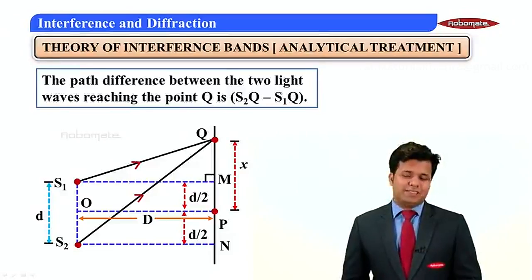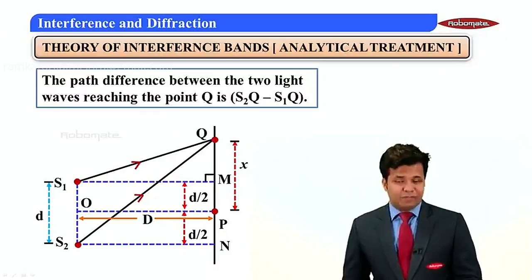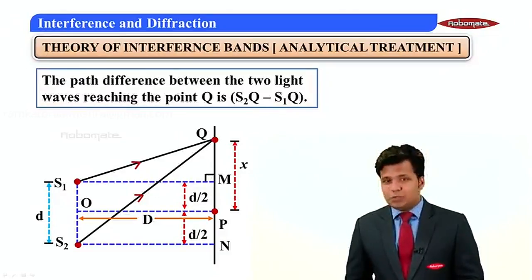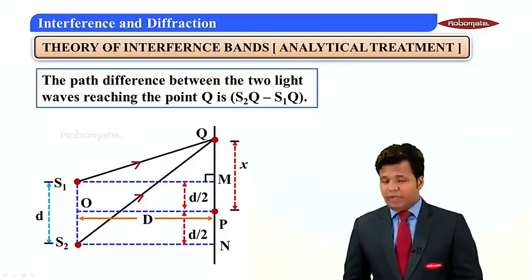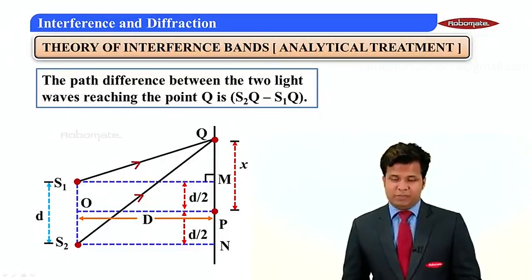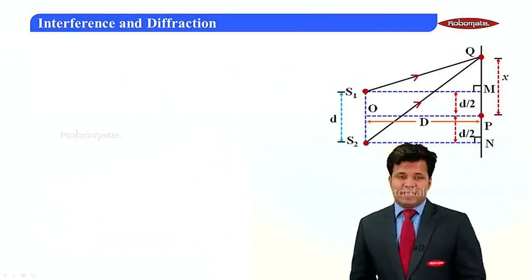Now, you can easily see the path difference for these two light waves would be simply S2Q minus S1Q, right? And we need to find out what the path difference basically is. So let us carry forward. So this is our diagram.